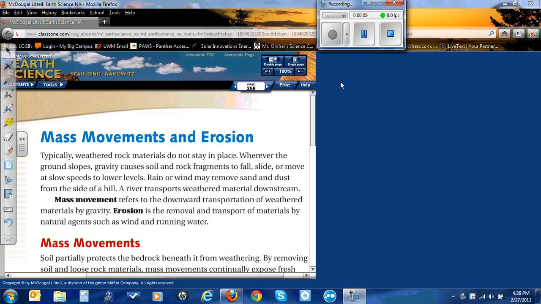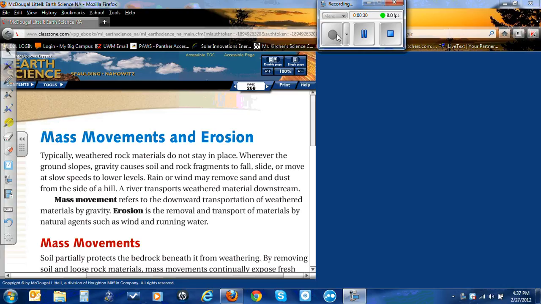Typically, weathered rock materials do not stay in place. Wherever the ground slopes, gravity causes soil and rock fragments to fall, slide, or move at slow speeds to lower levels. Rain or wind may remove sand and dust from the side of a hill. A river transports weathered material downstream.